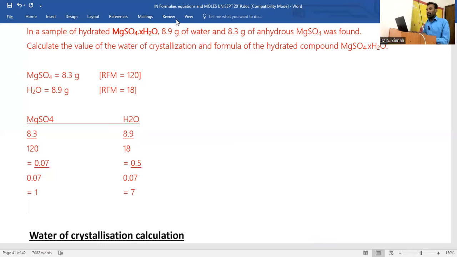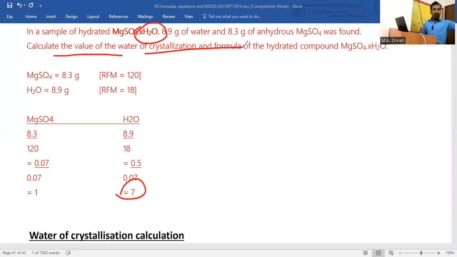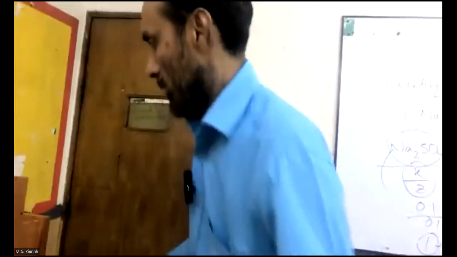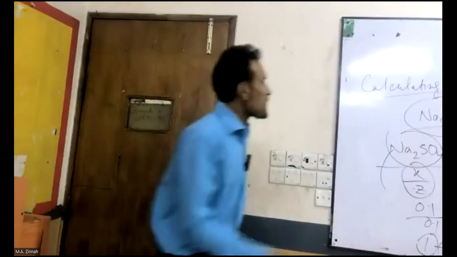What's the value of X here that we're supposed to estimate? 7. This is the value we have calculated. 7 is the answer. Okay. So the question, calculate the value of water of crystallization. Clear? Everybody clear? Now another thing. We need to add one more thing here. Come back. Come to the board again.